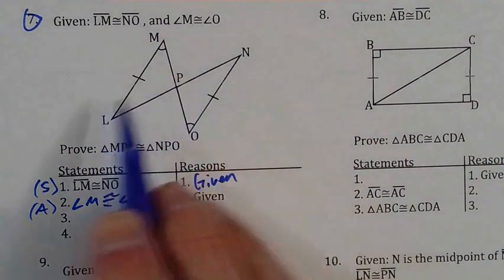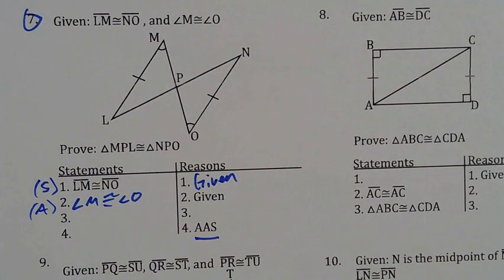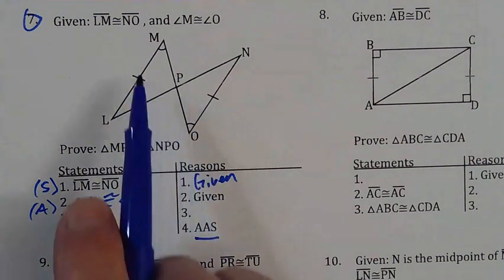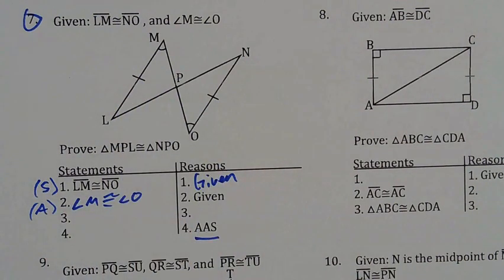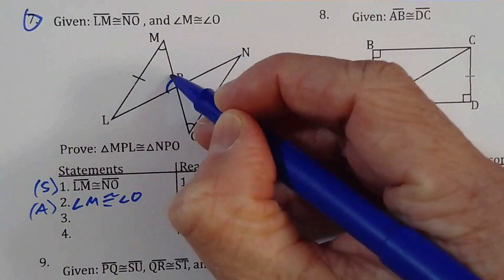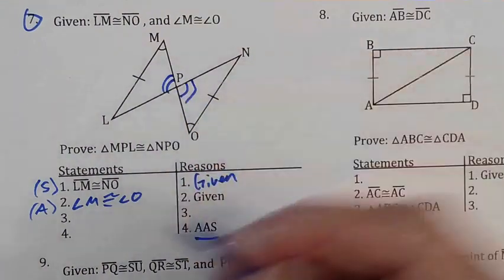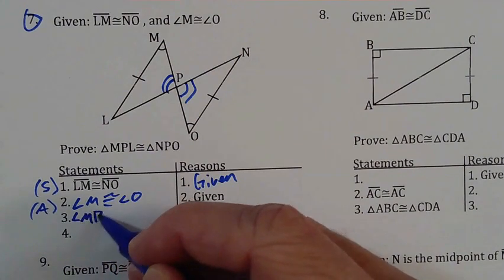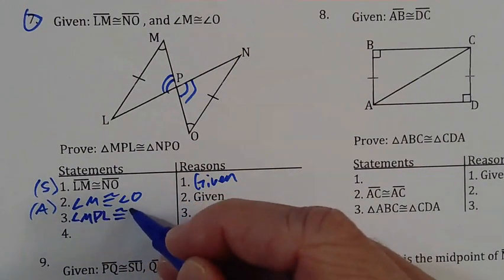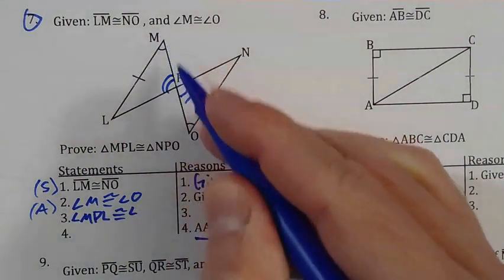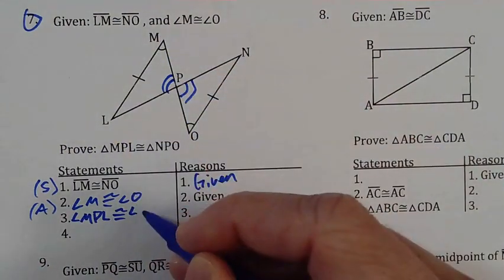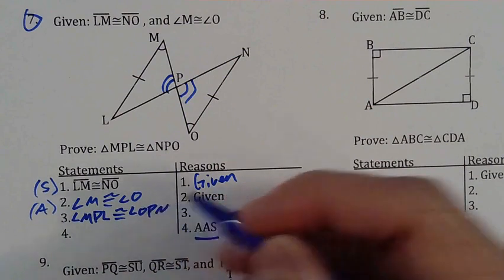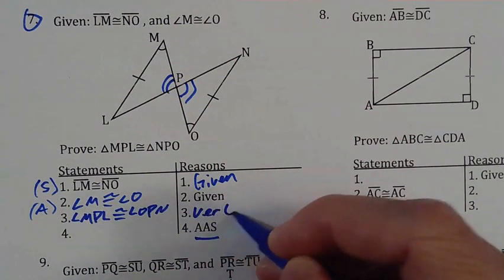Now, it looks like L and N might be congruent, but I'm not sure. If they told me that these lines were parallel, then I could say that they are congruent because of alternate interior angles, but they didn't. So I better not do that either. But I also see that we've got a set of vertical angles, and vertical angles are always congruent. So I'm going to say angle MPL is congruent to, I'll call that one OPN, because of vertical angles.